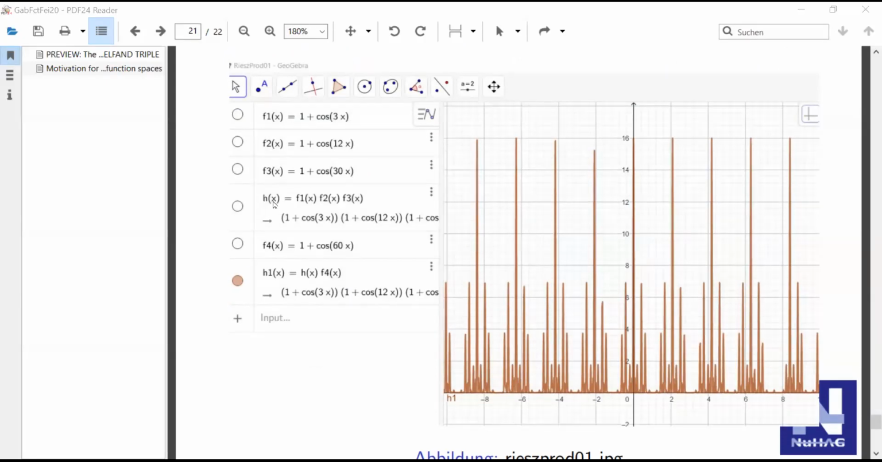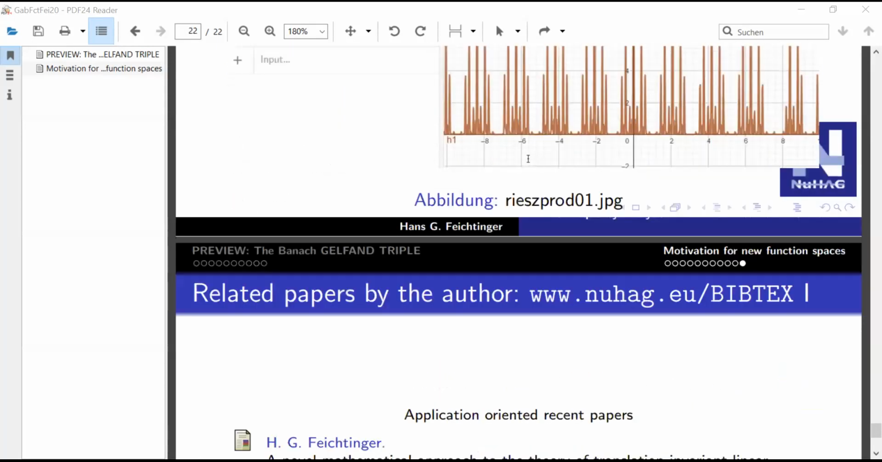And when you type in here, you can really say, I type h equals f1 blank f2 blank f3. It is displayed as h1 is this. And then you see the graph and you see, oh, that's an interesting function. Can I study it? Why does it have nice properties? So it's one of the things where I'm using these tools.